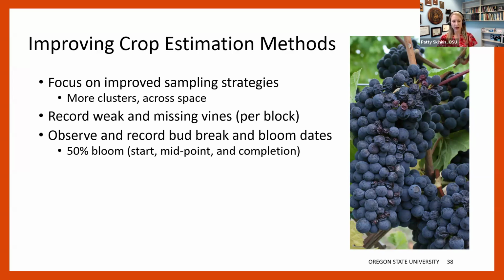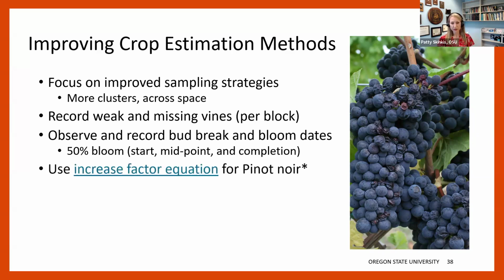And so I often tell growers, if you want to determine your 50% bloom date, start recording your start of bloom, your midpoint, and your completion, which would be fruit set, and then put the midpoint being about halfway between there, if you don't know specifically what you're calling that 50% bloom. And then use those increase factor equations that we have. So that's publicly available for Pinot Noir, and the Chardonnay increase factor is coming soon. Now, if you reach out to me, I'm happy to give you a beta test on the Excel spreadsheet.